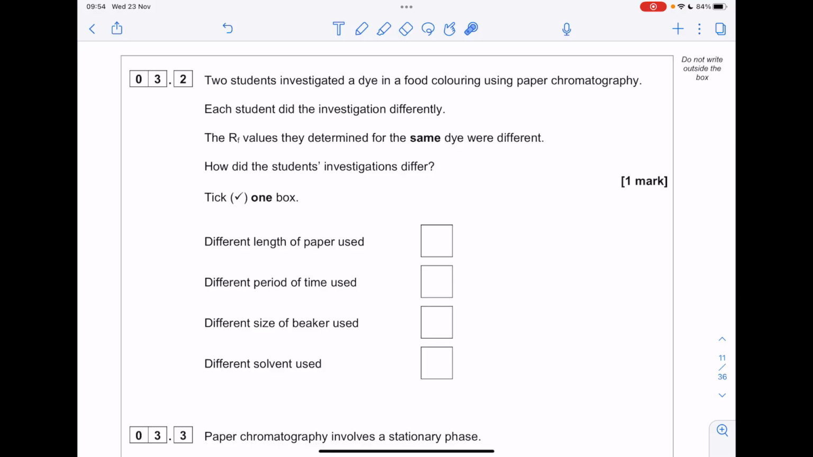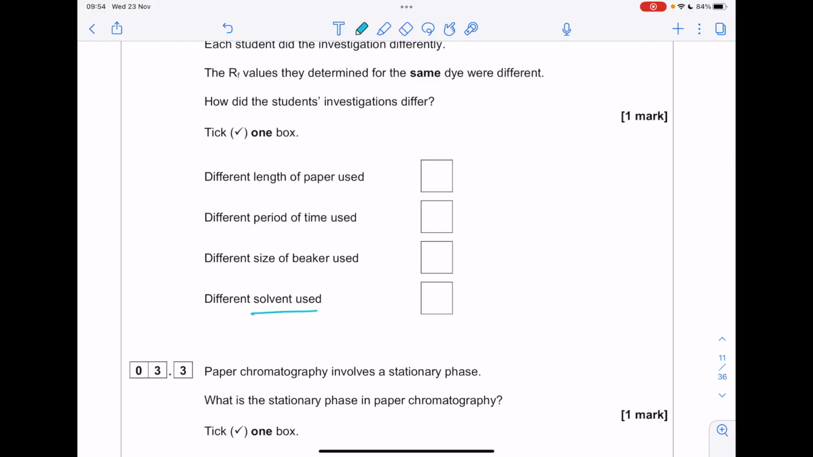2 students investigated a dye in a food colouring using paper chromatography. Each student did the investigation differently. The RF values they determined for the same dye were different. How did the students' investigations differ? Tick 1 box. Should be the solvent. That would really affect how far these dyes moved.